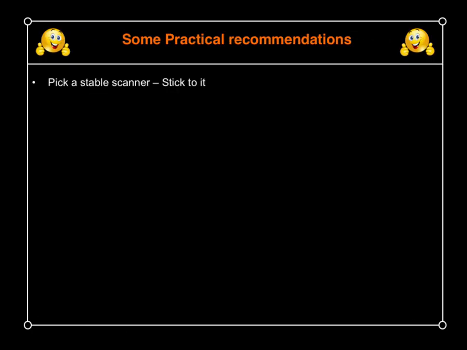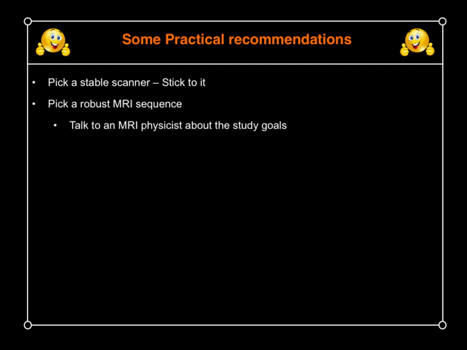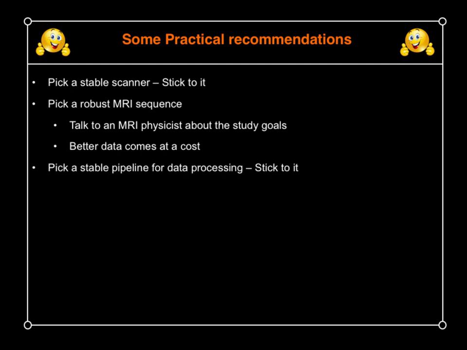So to summarize, some practical recommendations: pick a stable scanner and stick to it. Pick a robust MRI sequence, and talk to an MRI physicist about your study goals, what kind of people you're going to study, how much time you have, and so on. Better data comes at a cost, so if you want motion-free T1 weighted images, you'll have to invest at least 10 minutes. If you cut corners, you will have to live with those bad data.